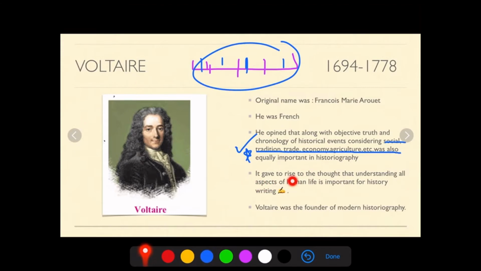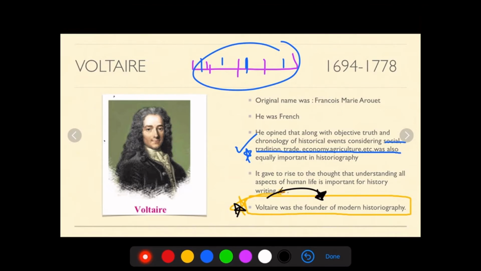Next, it gave rise to the thought that understanding all aspects of human life is important for the writing of history. This is a point you should include in your answer if anything regarding Voltaire is asked. Next, and the very important point is, Voltaire was the founder of modern historiography. His thoughts were matching with modern historiography, therefore he is known as the founder.